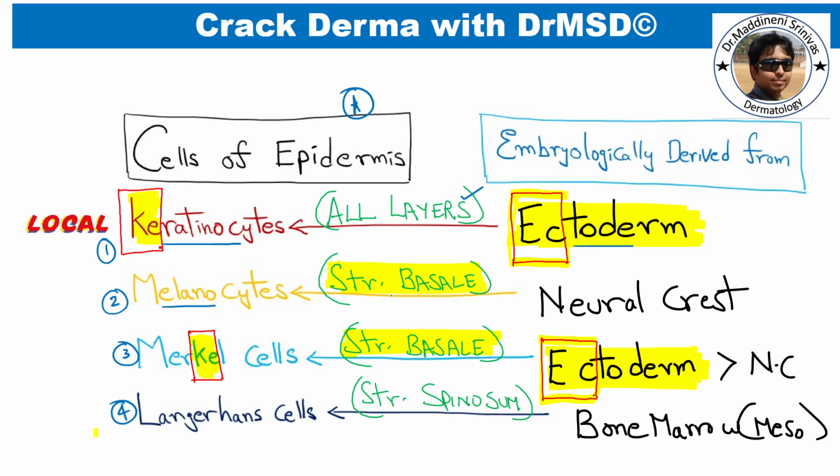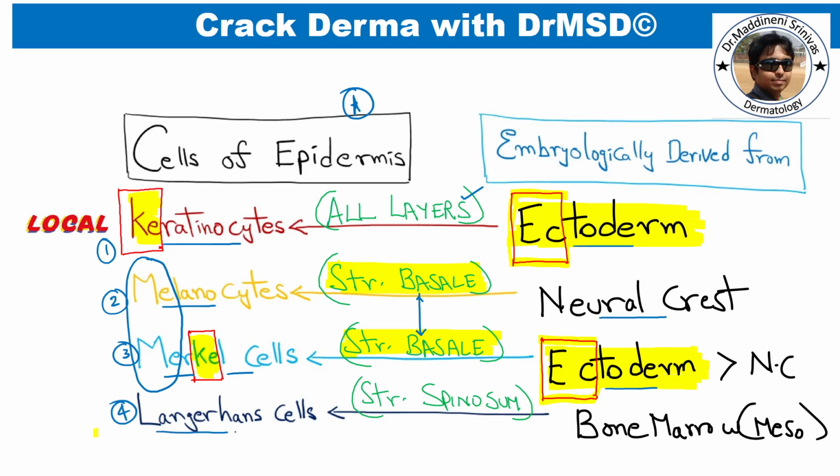Melanocytes, they are present in stratum basale, and they are derived from neural crest. Merkel cells, they are present in the stratum basale, just like melanocytes. So melanocytes and Merkel cells have one thing in common, apart from the ME, which is the starting letters in their name, that is stratum basale is the layer of the epidermis in which both of them are present. And Merkel cells, they are derived from ectoderm.